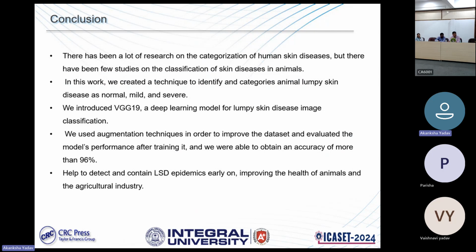Conclusion: there has been a lot of research on the classification of human skin diseases, but only a few studies on the classification of skin disease in animals. In this work, we created a technique to identify and categorize animal lumpy skin disease as normal, mild, and severe. We introduced VGG19, a deep learning model for lumpy skin disease image classification. We used augmentation techniques to improve the dataset and evaluated the model's performance after training. The accuracy is 96%. Okay, very good.